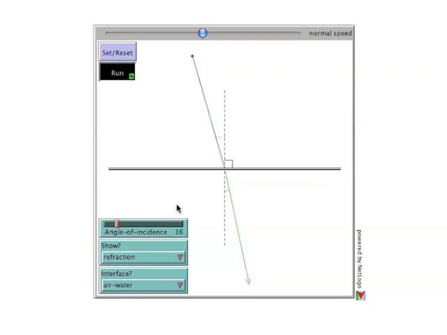Changing the interface to water-air does not change the reflected ray. However, now that the light is moving from water into air, the refracted ray bends away from the normal. Again, the amount of refraction increases with an increased angle of incidence. Beyond the critical angle, the light no longer passes through the interface and obeys the laws of reflection.